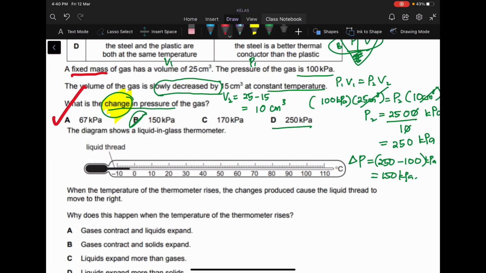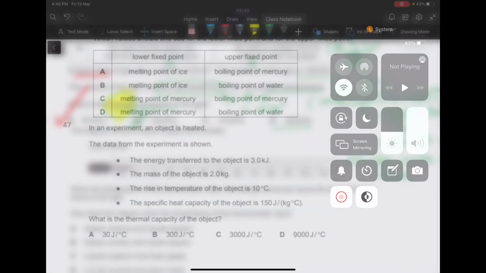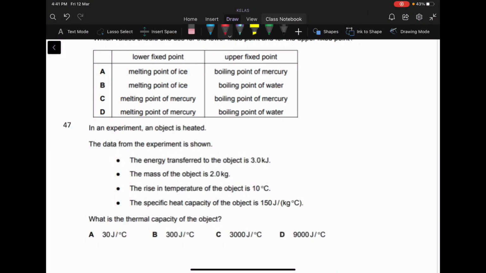Okay, this is a very easy question, but watch out for the mistake. In an experiment, an object is heated. The data from the experiment is shown. The energy transferred to the object is Q, and the mass of the object is 2 kg. The rise in temperature is the change in temperature. The specific heat capacity is 150 joule per kg per degree Celsius. What is the thermal capacity of the object? Okay, so the question wants thermal capacity, not the specific heat capacity. So what's the formula? It's easy.